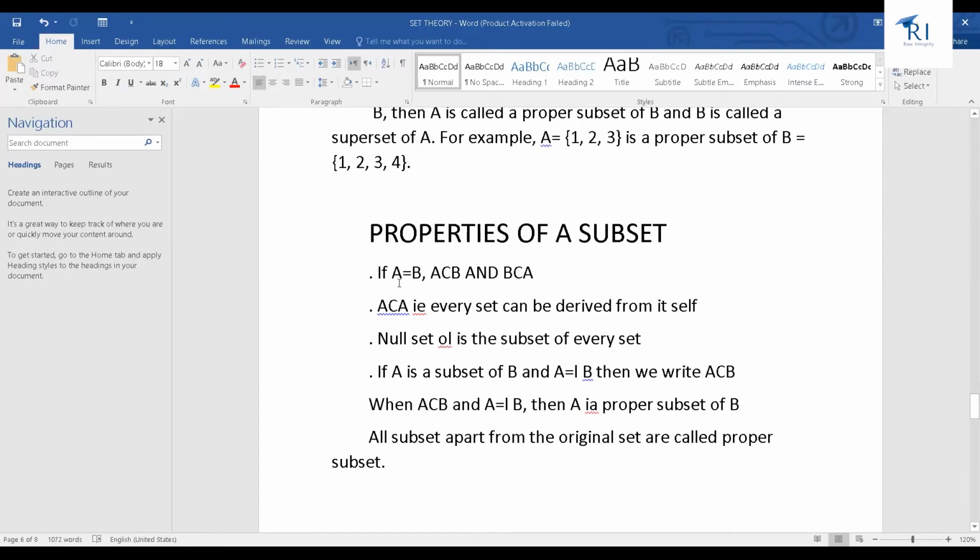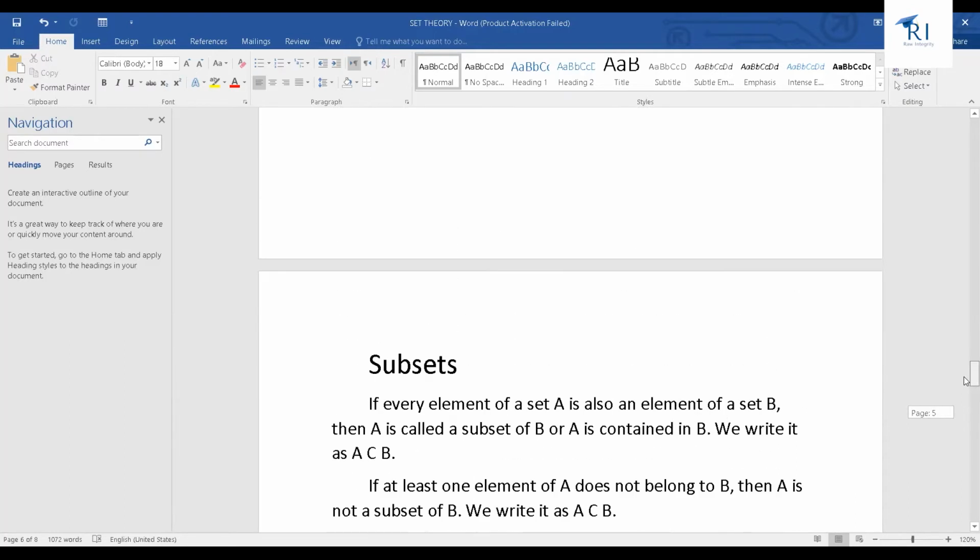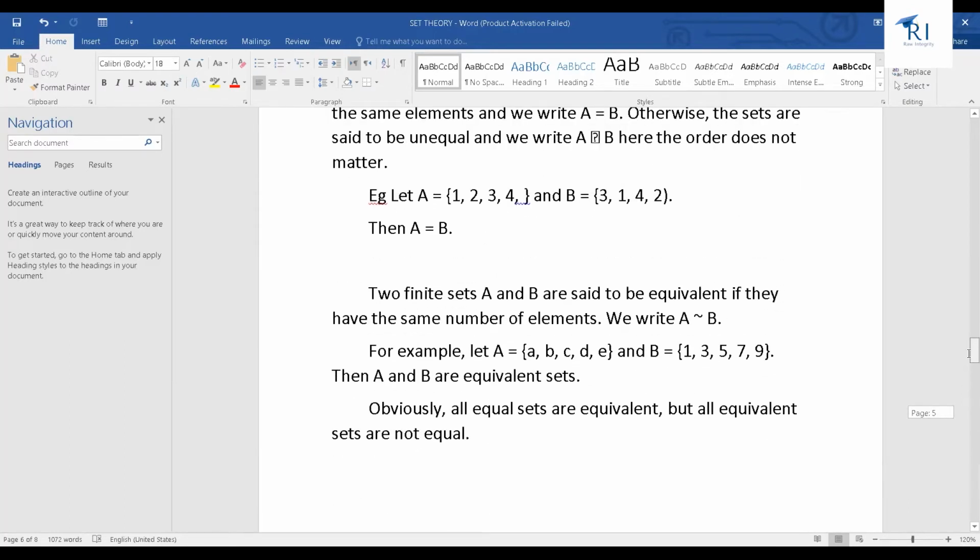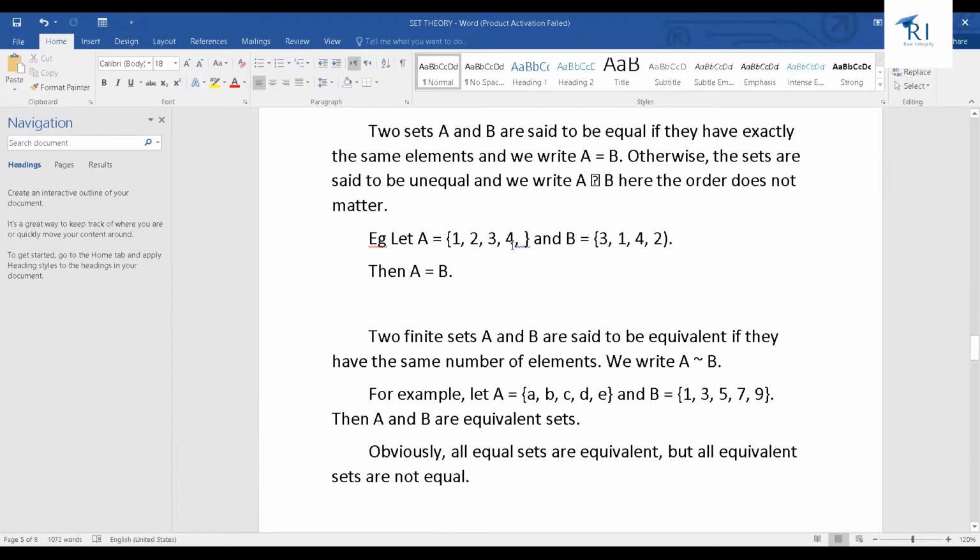We know if set A is equal to set B, like we said here, say set A is 1, 2, 3, 4, and set B is 3, 1, 4, 2. Both are equal, both have the same elements, so they are equal sets. If they're equal sets, we can say set A is a subset of B, and set B is a subset of A. That's the first property.